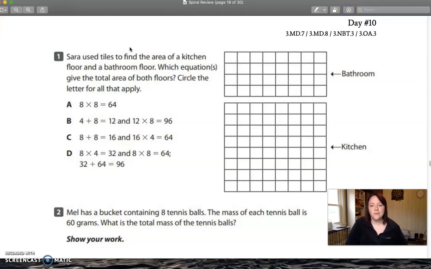Good morning, it's Miss Barker from Syracuse Academy of Science and Citizenship. It is Monday, and I hope you guys had a great weekend. It was pretty sunny here for a little while, and then it rained.